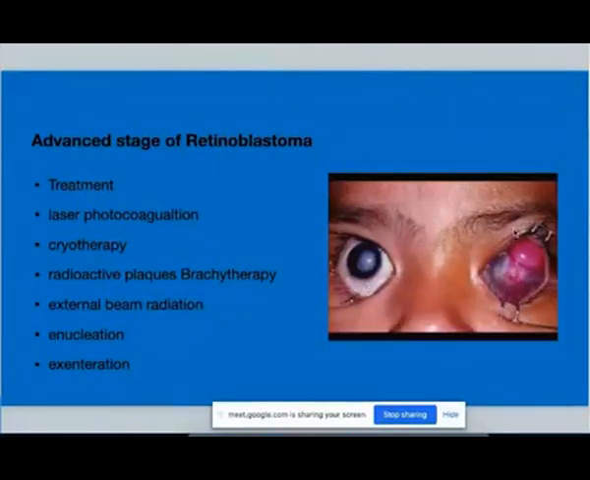If it's huge like this, this stage would require exenteration. That means everything comes out, all the muscles, all the orbital fat, just bone is left. Enucleation is done in a lesser stage in which the eyeball is removed with the optic nerve. And if it's really advanced, then you have to radiate this whole area. So that is something that we want to avoid. We want to treat them in the early stages. But commonly what we do is enucleation and exenteration.